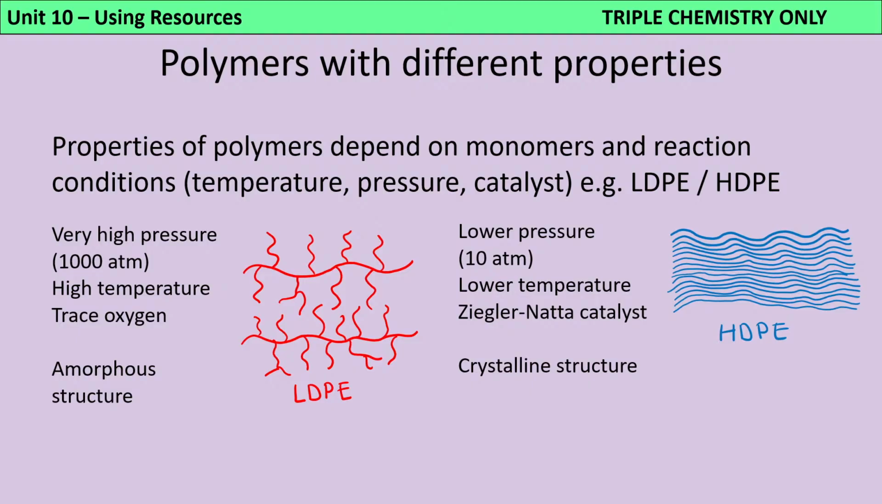Whereas high density polyethylene is made under relatively low pressure, so I mean it's still 10 times higher than the pressure in the room right now, but compared to 1,000 for the LDPE, slightly lower temperature, and a catalyst called a Ziegler-Natta catalyst. And when it forms, the polymer chains get into these really regular rows that pack tightly together, and so the final polymer is much harder and also much denser.